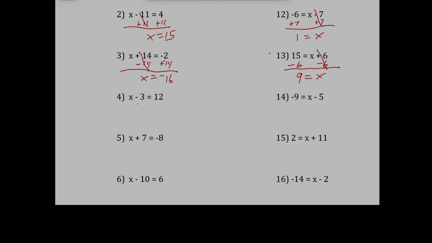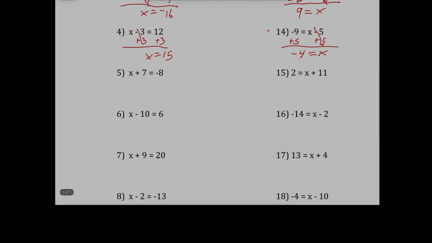Going over to number 4, we're going to move the 3 so we can get the x all by himself. X equals 15. Let's go over to number 14. I'm going to move the 5 this time. Okay, we're just rearranging furniture. That's all we're doing. You just got to know what you're allowed to do when rearranging the furniture.